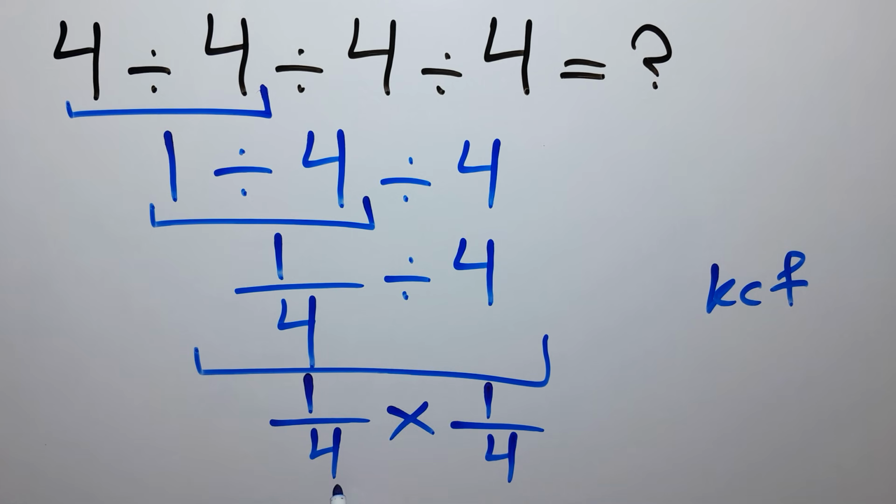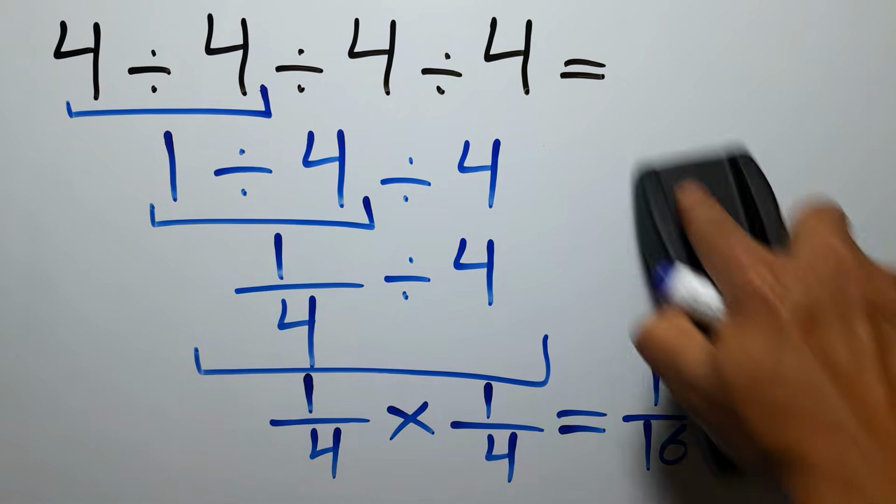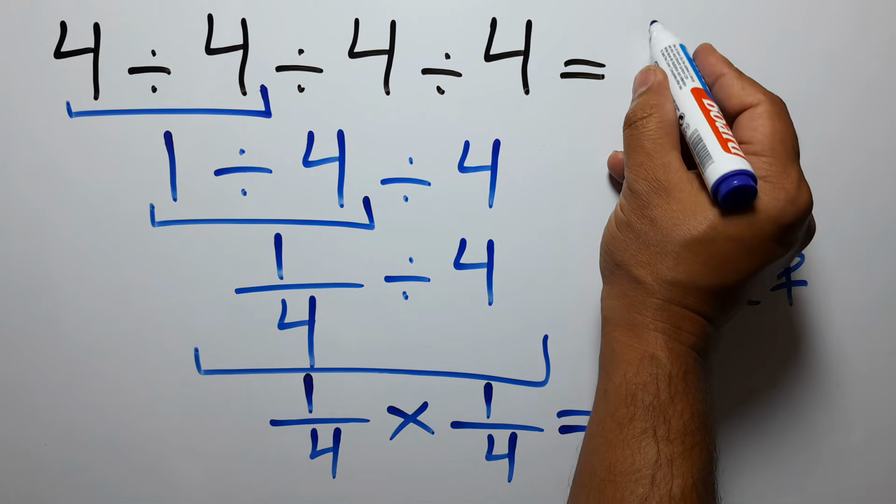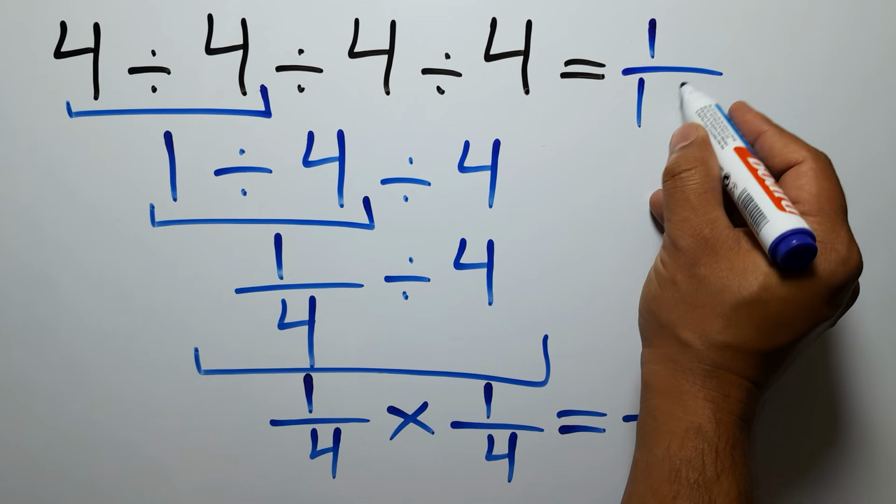So we have 1 over 4 times 1 over 4, which equals 1 times 1 gives us 1. So 1 over 4 times 4 equals 16. So we have 1 over 16. And this is our final answer to this problem. The correct answer is 1 over 16.